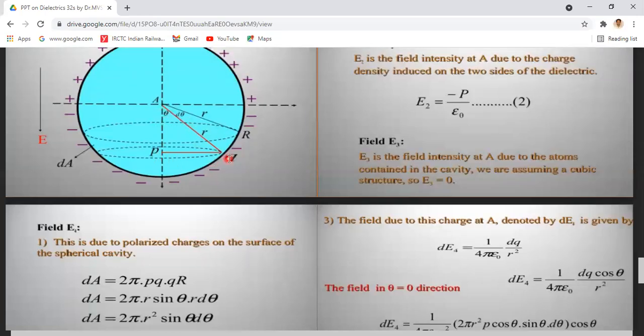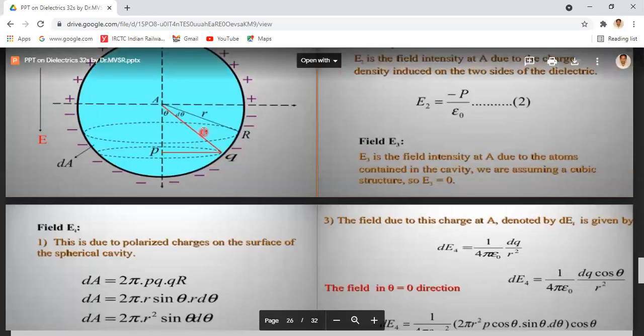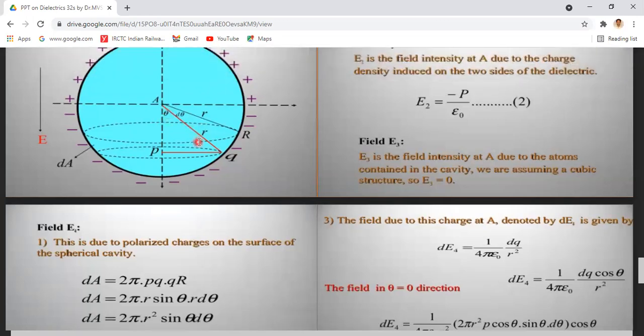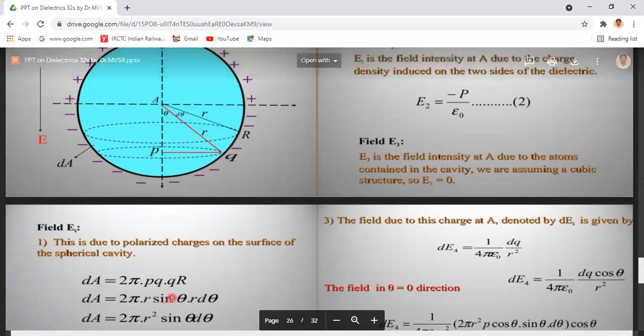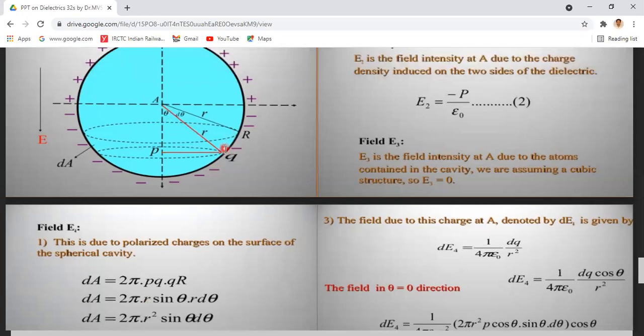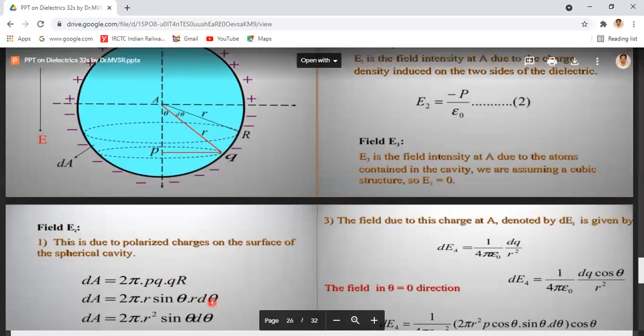Because in this triangle APQ, say this angle is theta, and this is R. Take the value here: PQ is equal to R sine theta. QR is nothing but R d theta, because AQR is a sector with angle d theta with radius R, so this arc length QR is nothing but R d theta.